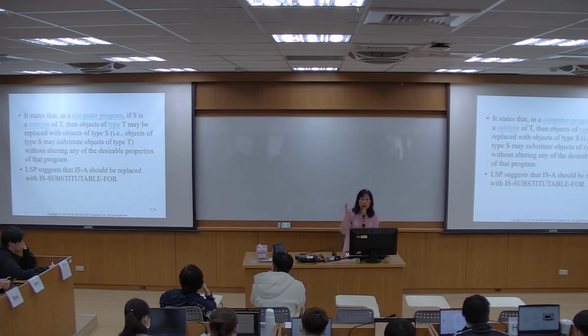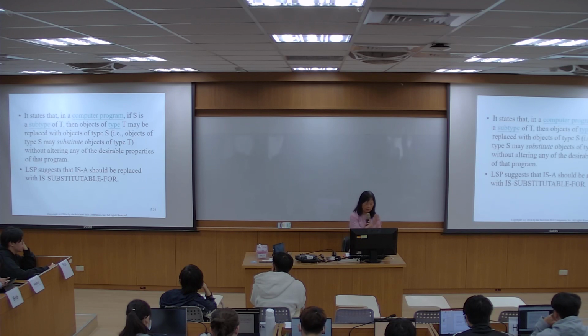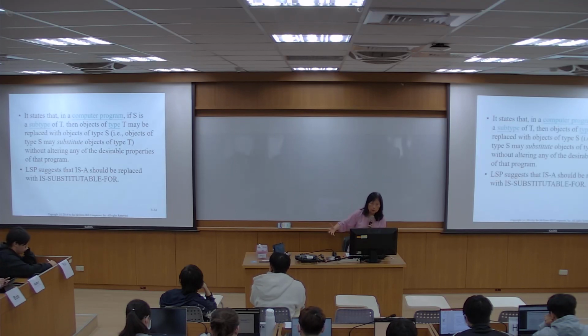So if you have a parent class as an animal, the subclass is a kind of animal. That's what we know. But here it says it can be substituted. A parent can be substituted by a child, so children can substitute for parents.